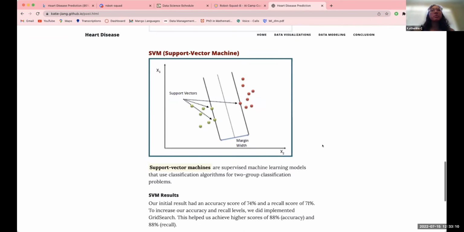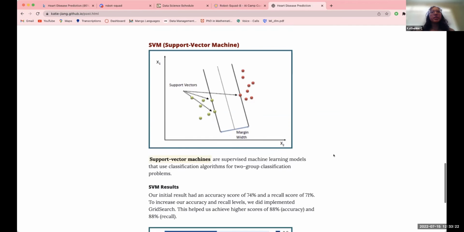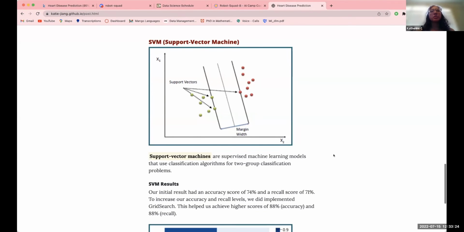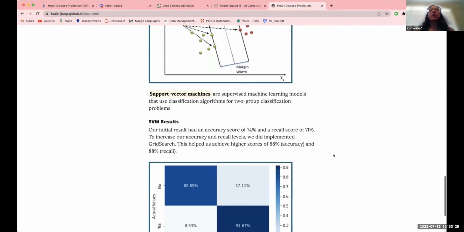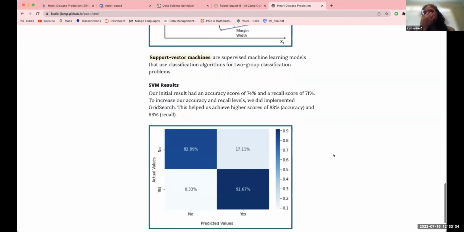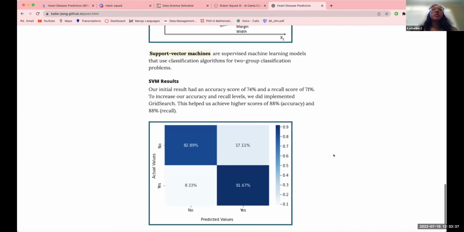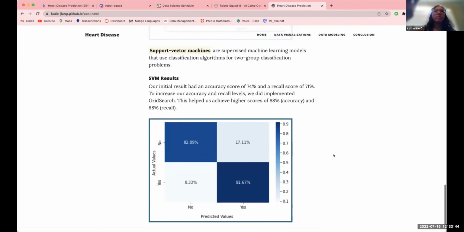SVM, or support vector machines. Support vector machines are supervised machine learning models that are classification algorithms for two-classification problems. So our initial result had an accuracy score of 74% and a recall score of 71%. To increase our accuracy and recall levels, we did the grid search again, and this helped us achieve higher scores of 80% accuracy and 80% recall. So now the numbers are lower.